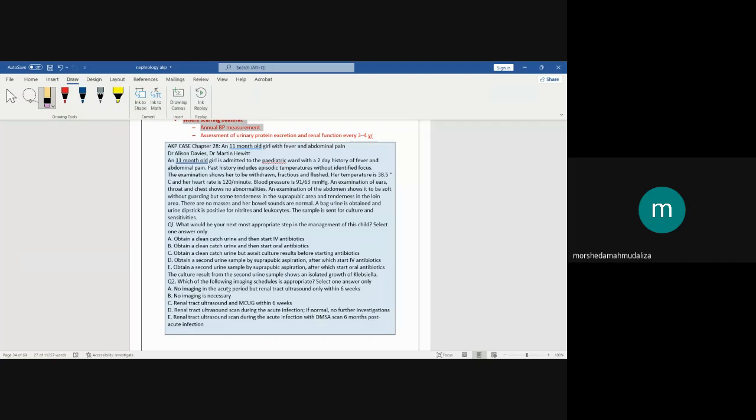and suprapubic area, blood pressure 90/60, and temperature 38.5. So here you have to think about the fever criteria: less than 3 months, and from 3 months to 5 years. Some are red flag signs, and from there you have to justify it. I think for an 11-month-old girl, a heart rate of 120 is not abnormal. So whenever you get fever, you have to go through the fever criteria.